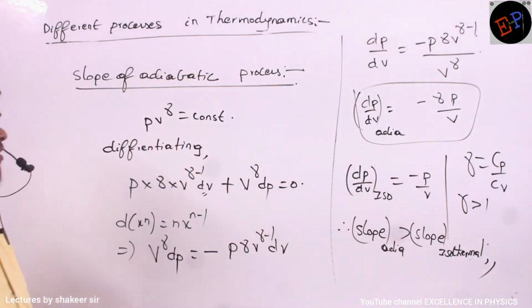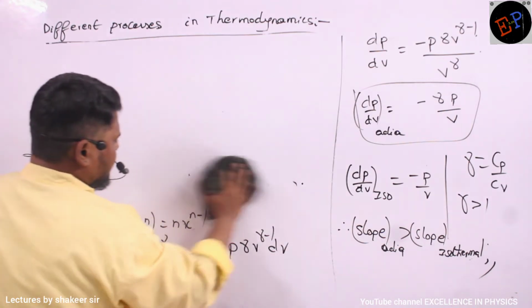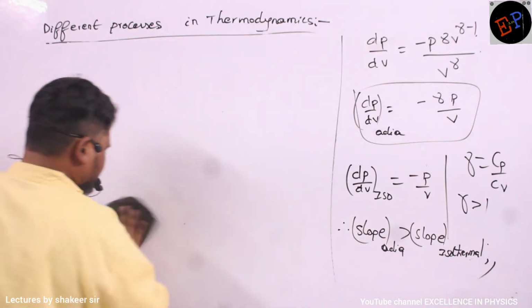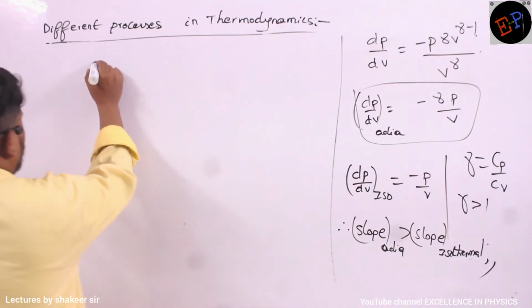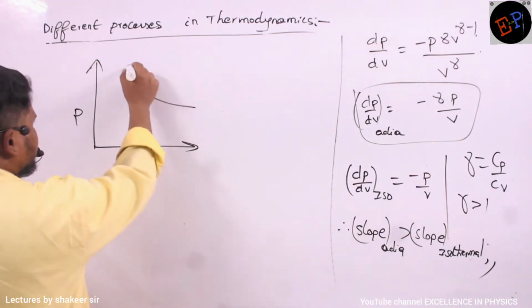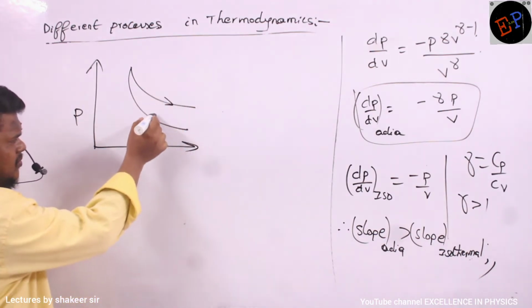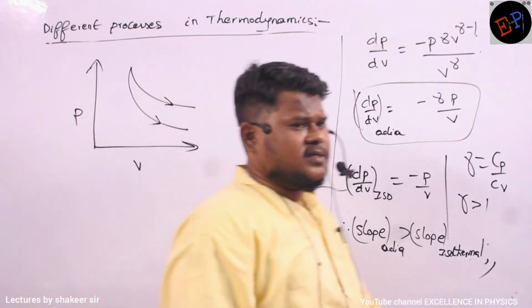For example, if any two graphs are given, for example, he will give graphs like this. So this is pressure and this is volume. This is one graph and this is another graph. So he will ask you to find out which one is isothermal and which one is adiabatic.